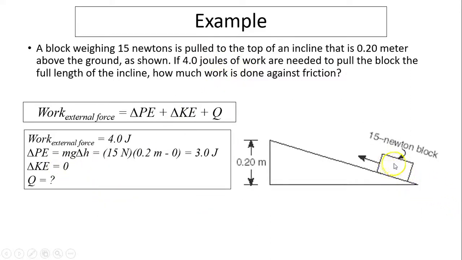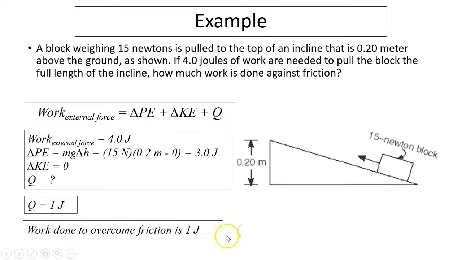Delta KE equals 0, because before you push it, it was at rest, and after you push it, you stopped, so it's again at rest. So what is Q equal to? In this case, Q equals 1 joule. So the work done to overcome friction is 1 joule.